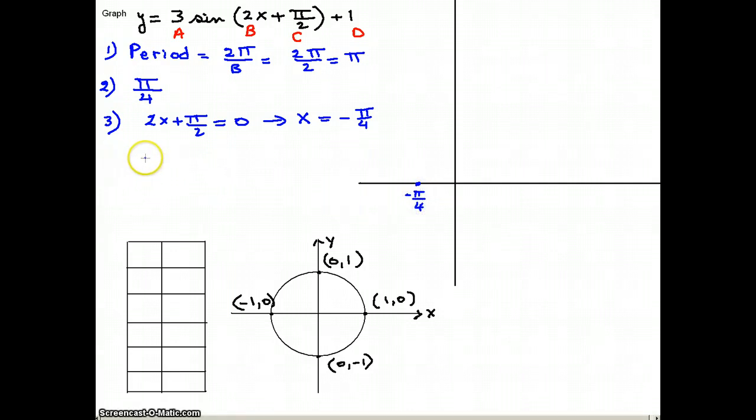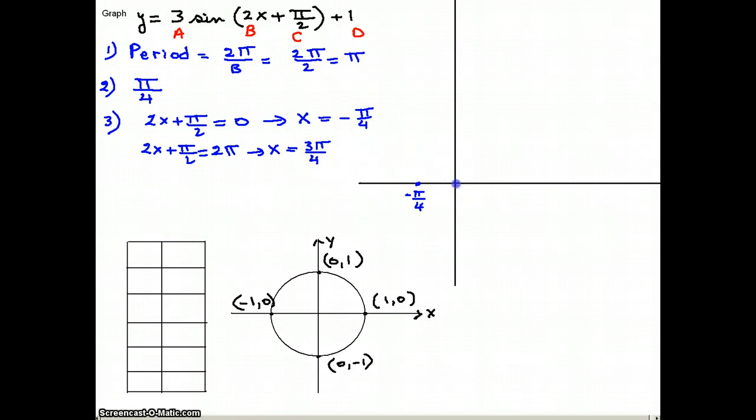Let's see where this curve will end. I'm going to write 2x plus pi over 2 now equals 2 pi. So we're going to take from 0 to 2 pi and see what's going to happen. You solve for x, then you have 2 pi minus pi over 2, which is 3 pi over 2, and then divided by 2 would be 3 pi over 4. So the last point is going to be at 3 pi over 4 for that period, period pi. Notice going from minus pi over 4 to 3 pi over 4, we're going a period of pi.